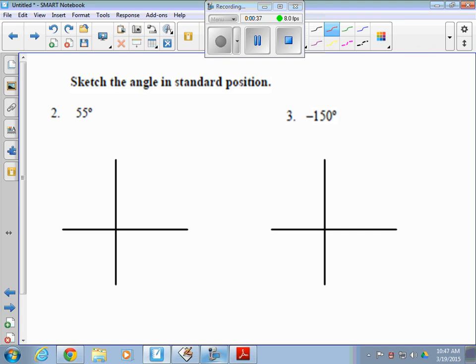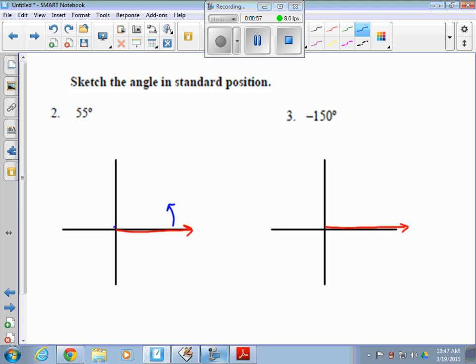Sketching these two in standard position. Remember, standard position means its initial side is there for both of them. If it's positive 55, it's going to open up this direction, counterclockwise. Just think about going up from there. So it's going to go up 55 degrees.